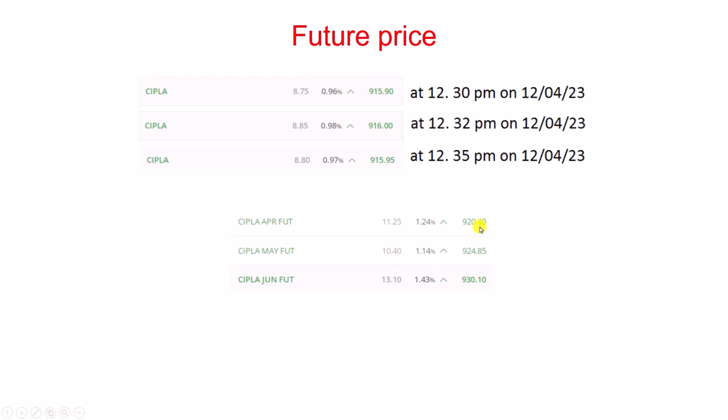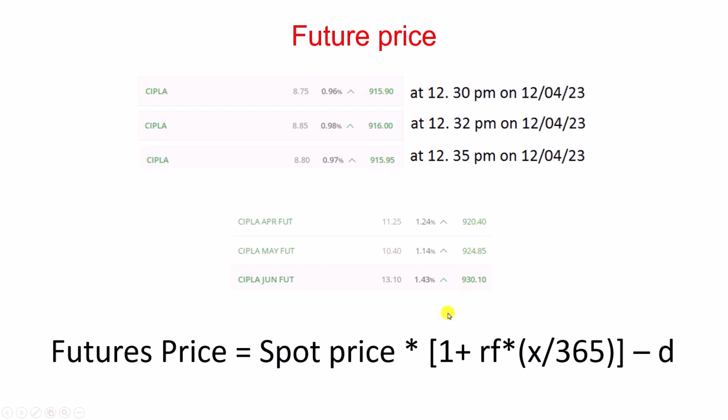Why is that? This is because the future price is calculated using a formula. Once again, you don't have to remember this. You should not remember it actually. You do not have to worry about it because this is done automatically by the exchange. This is just for your information. Now the futures price is calculated using this formula: spot price, which is this price, multiplied by this, finally minus this.